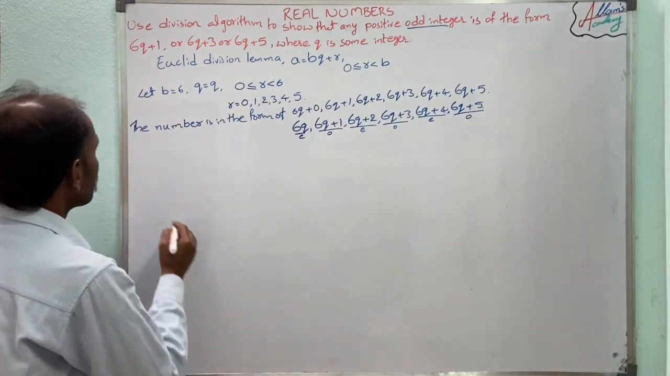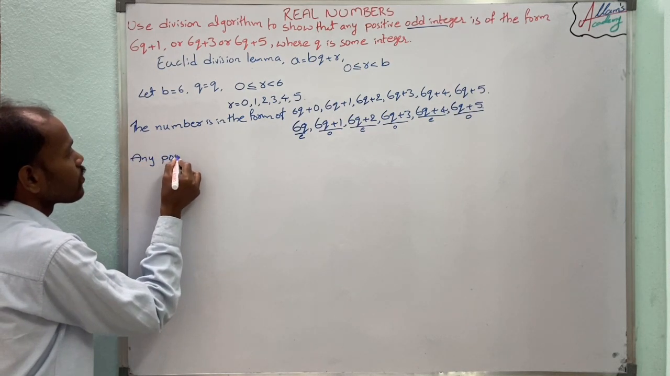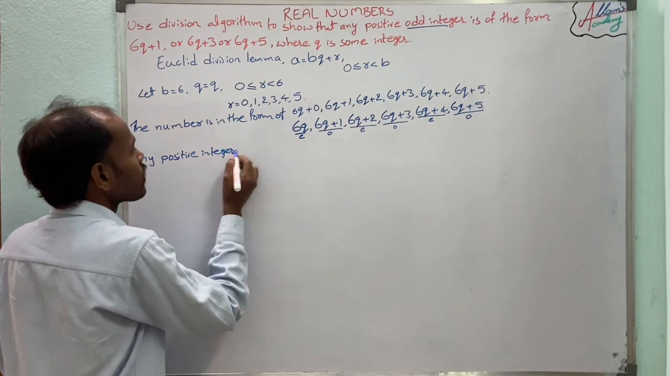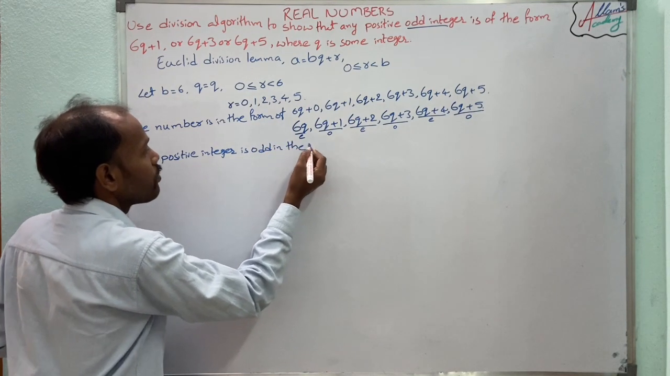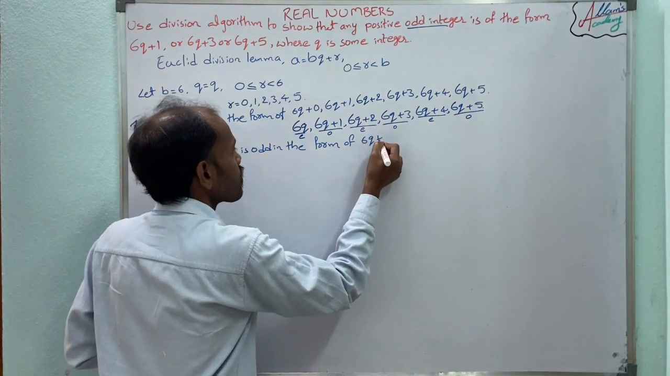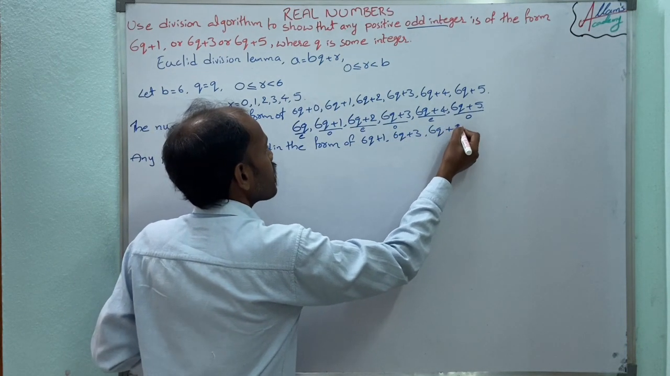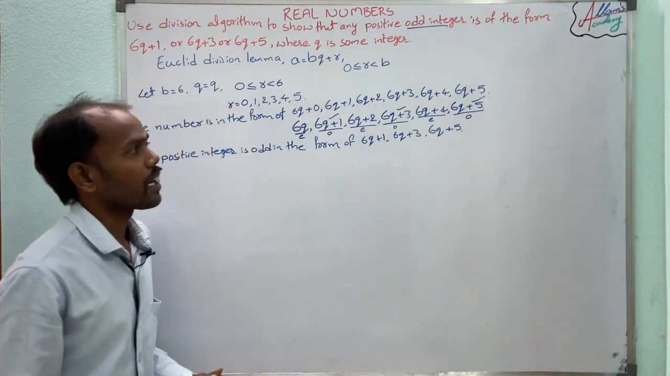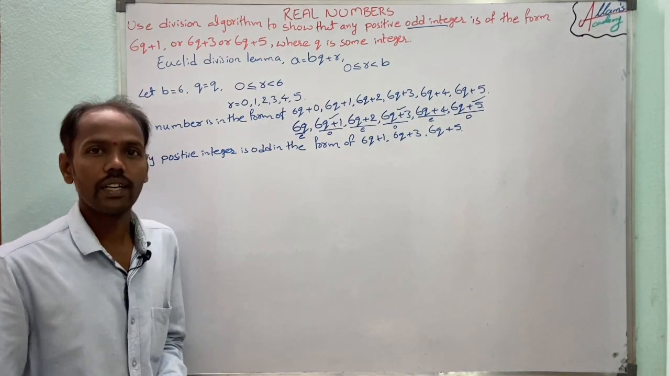So any positive odd integer is in the form of 6q plus 1, 6q plus 3 or 6q plus 5. Why? Because at these places only we get the remainders as odd numbers. In this way we solved the problem.